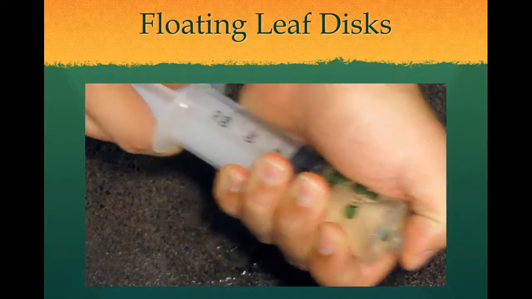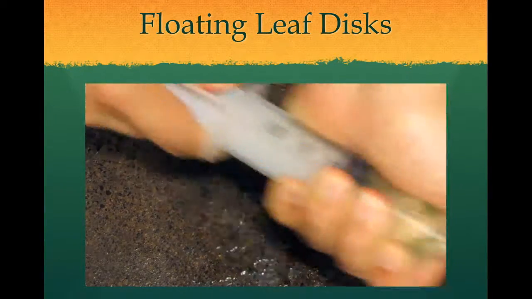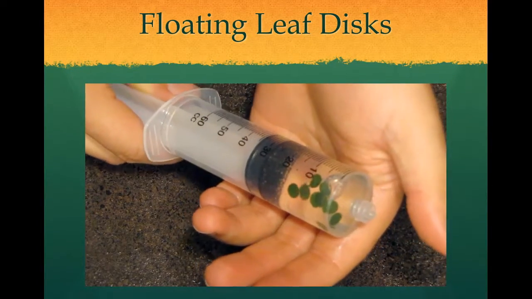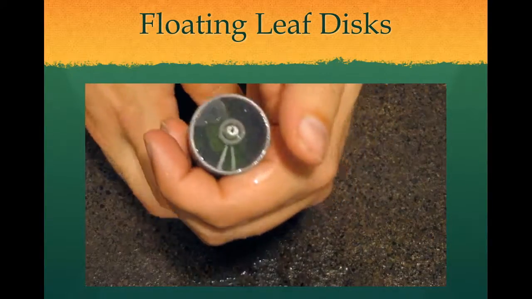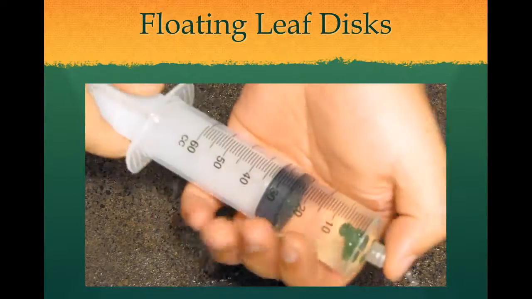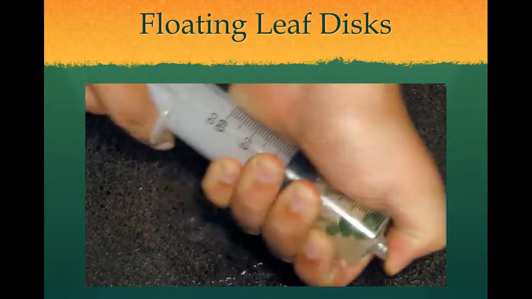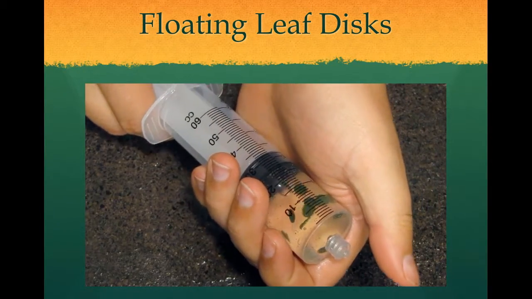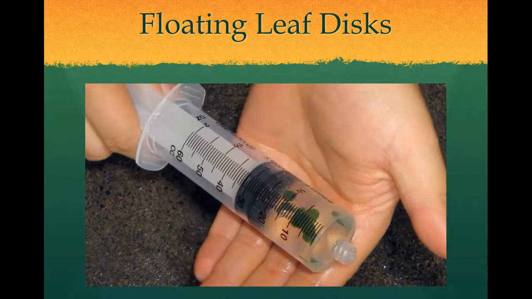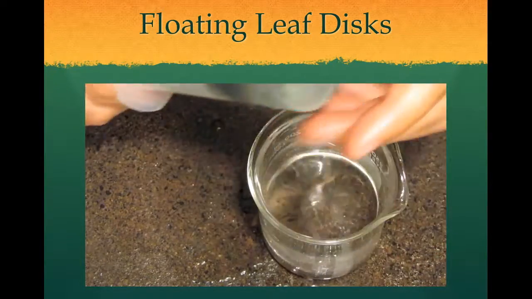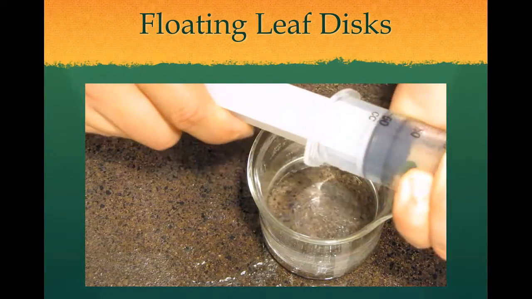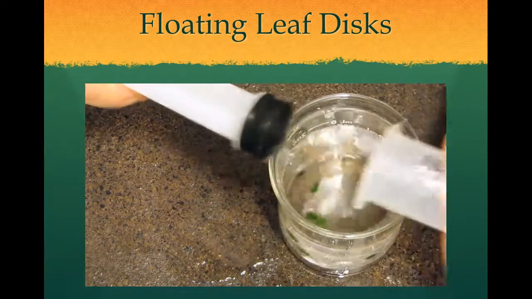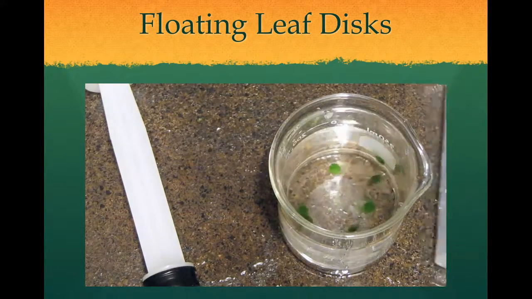What you're trying to do in this step is remove all of the air from inside the structure of the leaf. You might have to do this multiple times, but eventually the leaf should start to sink. Once all of your leaf discs are sinking, empty them into a beaker full of the solution and place them under direct light.